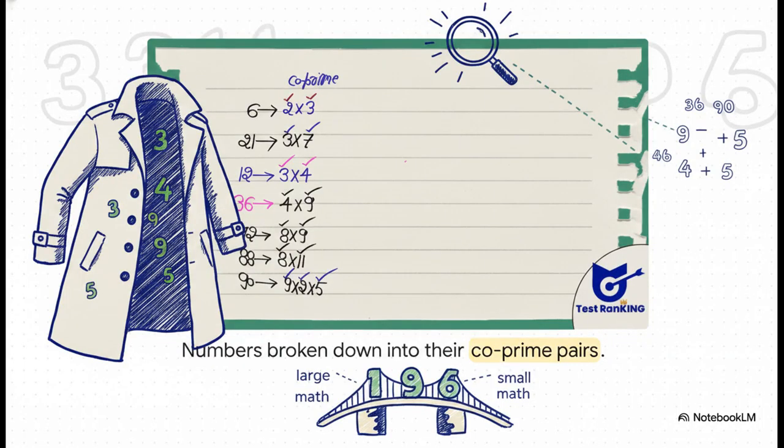To see this logic in action, just think about how 36 becomes 4 and 9, or 12 becomes 3 and 4. Even something like 90 breaks down beautifully into 9, 2, and 5. By factoring large numbers into their coprime elements, we prove that large, scary math is really just small, manageable math wearing a trench coat. It's an illusion of complexity, and you can easily see right through it.